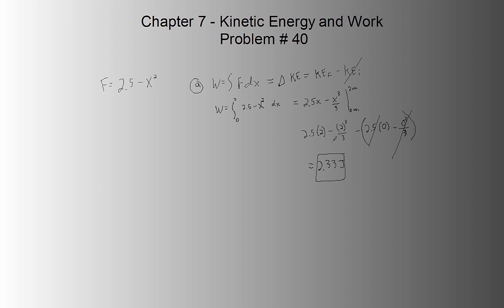We just evaluated that. By the way, what does this force look like? So here's a graph of the force with respect to position. 2.5 minus x squared is an upside down parabola shifted up by 2.5. So that's just like that, right? This is 2.5 here. And by the way, here's 1-ish. And 2 would be here.